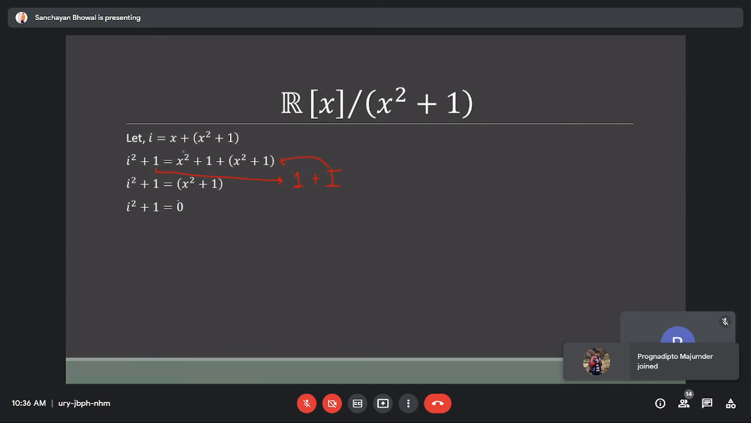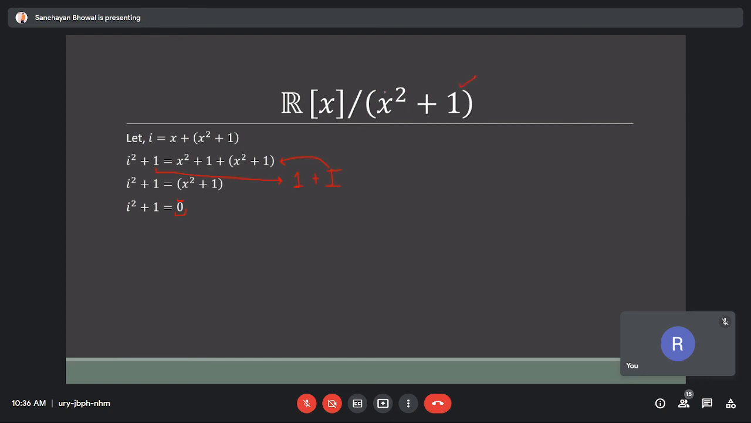Now what is this thing? x square plus 1 is already included in the ideal x square plus 1. So this is nothing but just the ideal, 0 plus I. Now this can also be written as just 0 bar. So we get a root of x square plus 1 in this ring.